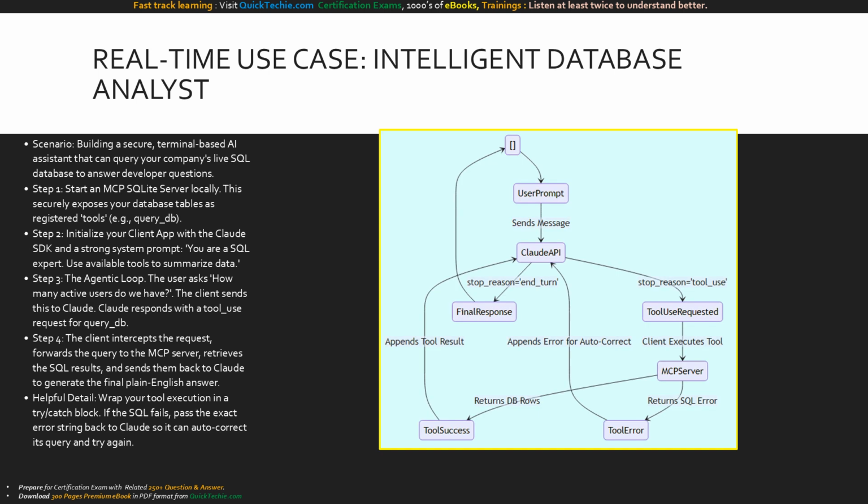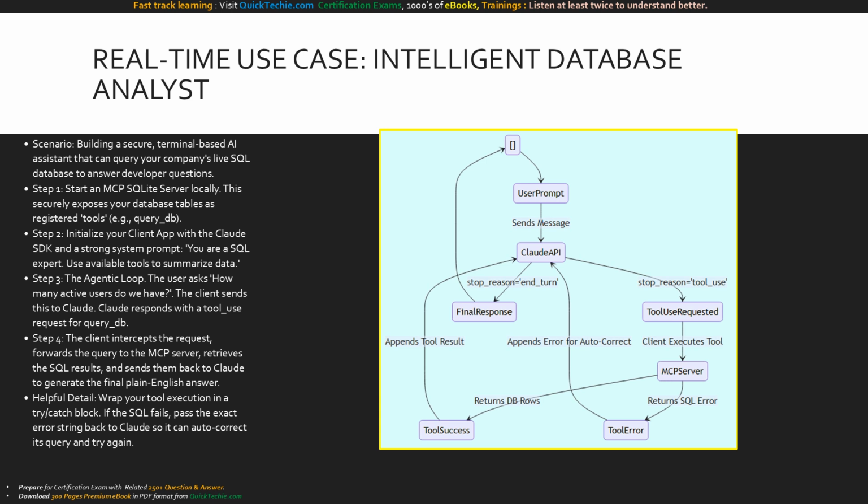Let's apply this in a real-world use case, building an intelligent database analyst. Imagine you want an AI that can safely query your live SQL database to answer team questions. Step 1. You spin up an MCP database server locally, which exposes your database safely as a set of tools. Step 2. You initialize your Node or Python client with the Claude SDK, applying a strict system prompt declaring Claude as a SQL expert. Step 3 is the agentic loop.